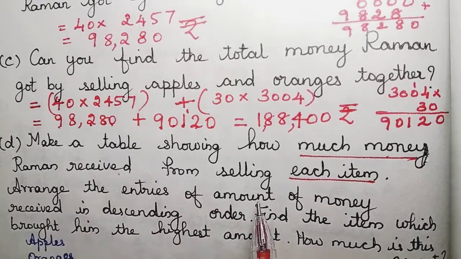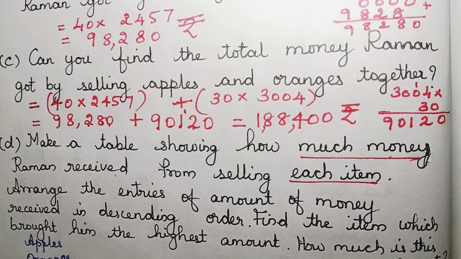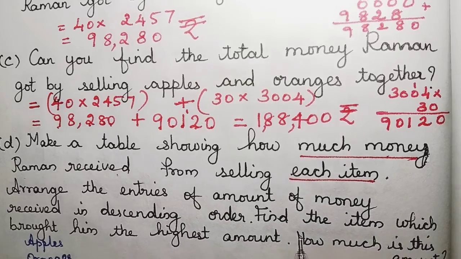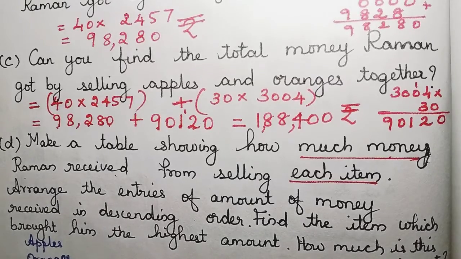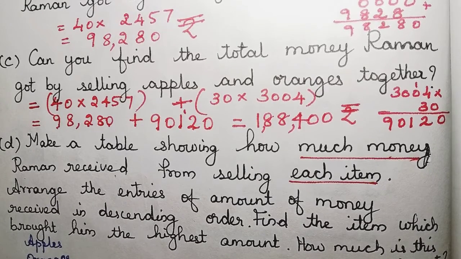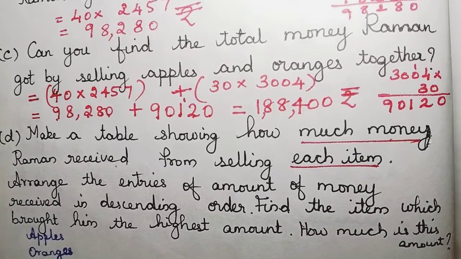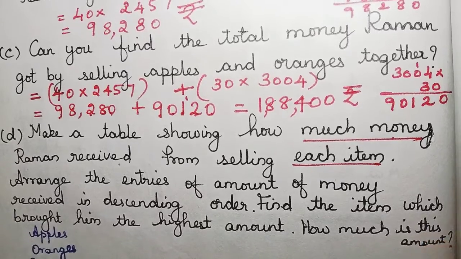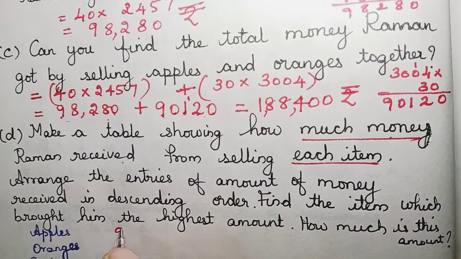Then arrange the entries of the amount of money received in descending order. Okay, after finding that, you have to arrange it in descending order. Then find the item which brought him the highest amount. So from that, which one, from what he earned more. Okay, so which item is getting him the highest amount, and how much is that amount. Okay, so we will solve it. So for apples and oranges, we have already found out, right, in the previous question. So this is for apple and this is for orange. So we will write the amount here.